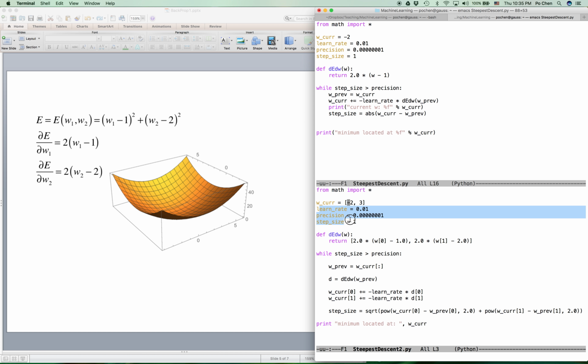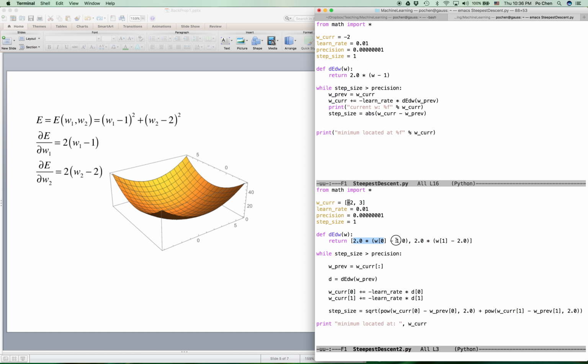And the other three variables are pretty much the same. Even the values are the same. I didn't actually change anything for the learn rate, precision, and the step size. The function for computing the derivatives has been changed, because now it's not just the one derivative that we need to return. We need to return two partial derivatives. So the return statement in this function has two values in it.